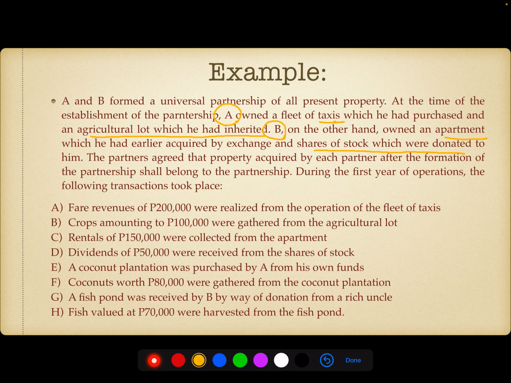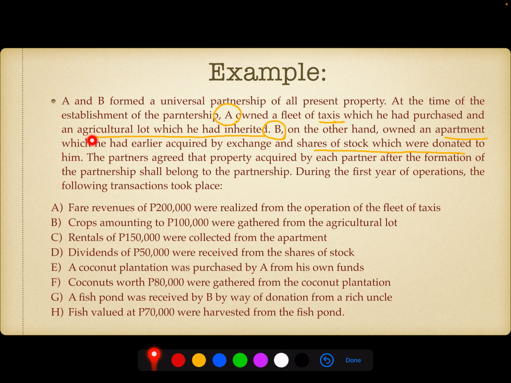Okay. Now, if you look at Article 1779, it said here that the property which will be included are those that belong to the parties at the time of the constitution of the partnership. So, please do not be confused.